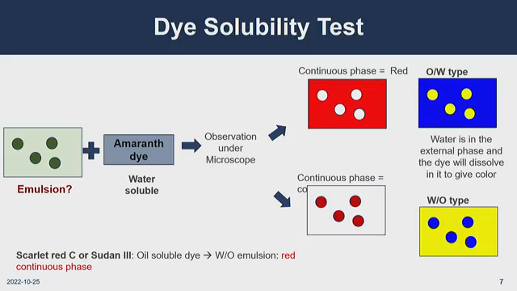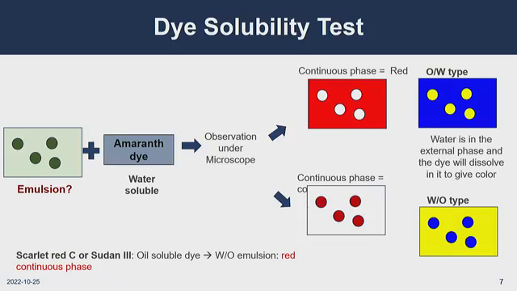So we add a specific dye. There are two dyes. There is a dye that is called amaranth dye, which is water soluble. And there is another dye, called scarlet red or red of Sudan, Sudan red, and it is oil soluble.